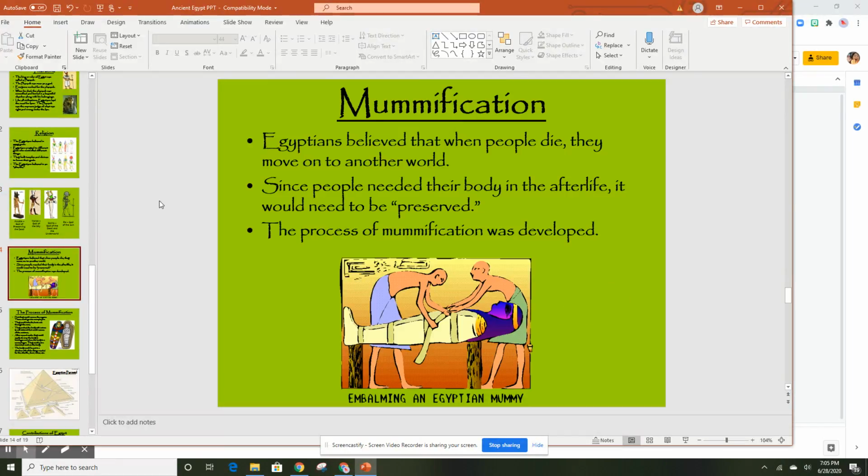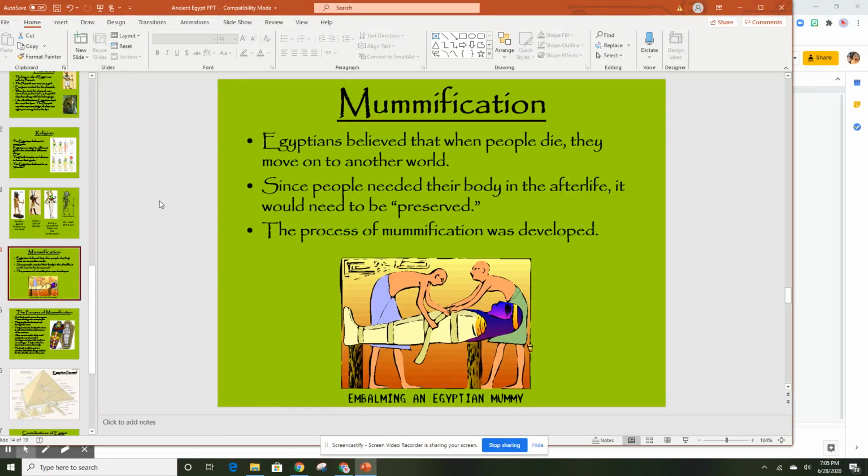The process of mummification. So Egyptians believed that when people die, they would move on to another world. So since their body would be needed in the afterlife, it needed to be preserved because we know that when we die, our body slowly decays and rots away.